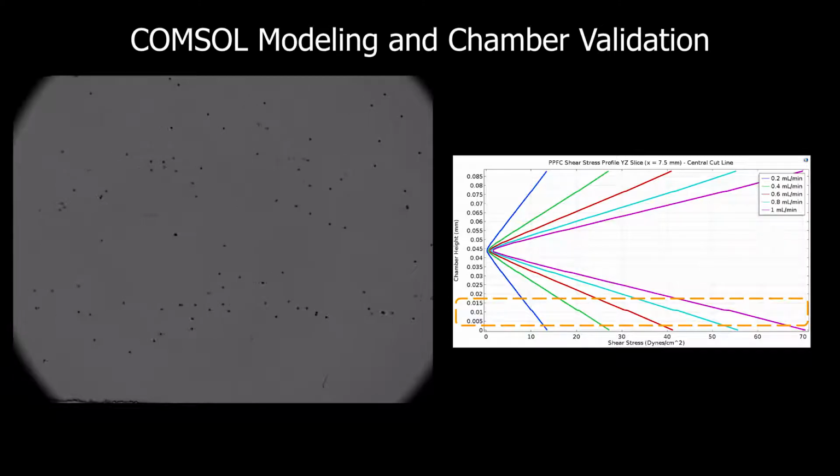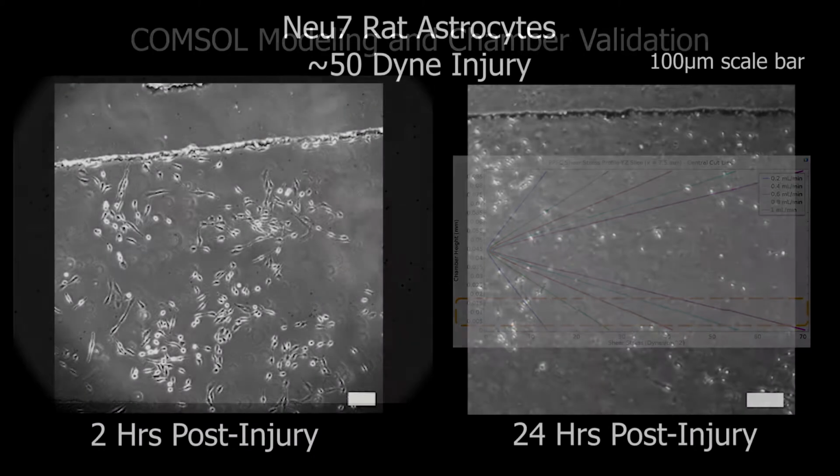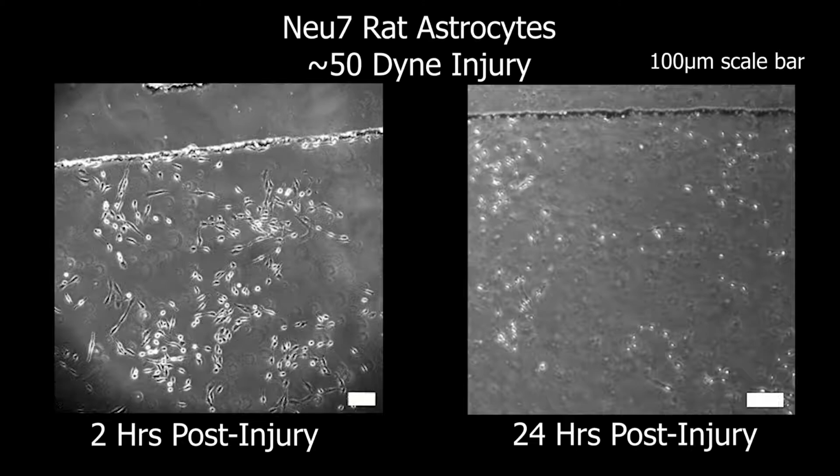At the approximate cell heights in the chamber, we were able to reproducibly inflict shear stress injuries between 1 and 50 dynes, which has been shown to cause marked calcium influx in neuronal cells and covers a wide range of injury intensities. We first injured astrocytes because they are key players in typical central nervous system injury response.